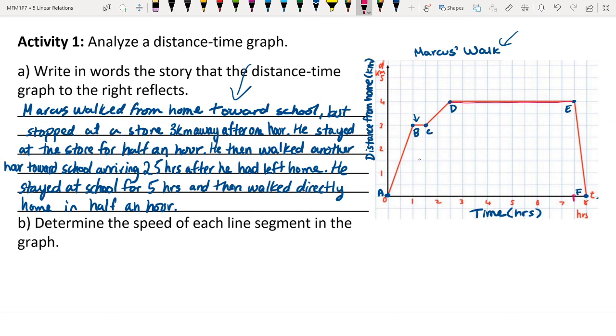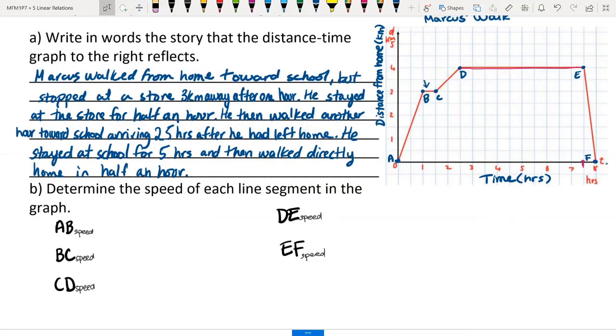Now let's calculate the speeds for Marcus's journey. First, we're going to look at line segment AB. When we calculate speed in a distance time graph, we find the rate of change of the line. So we find 2 points that we can clearly identify. The first one we're going to identify is 0, 0. The second one is 1, 3.